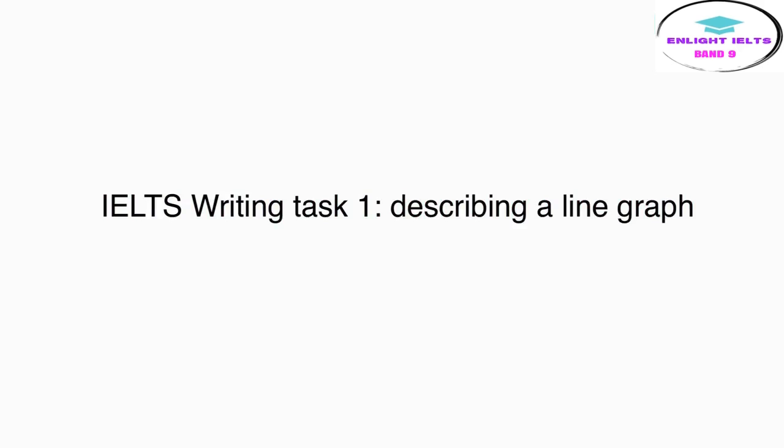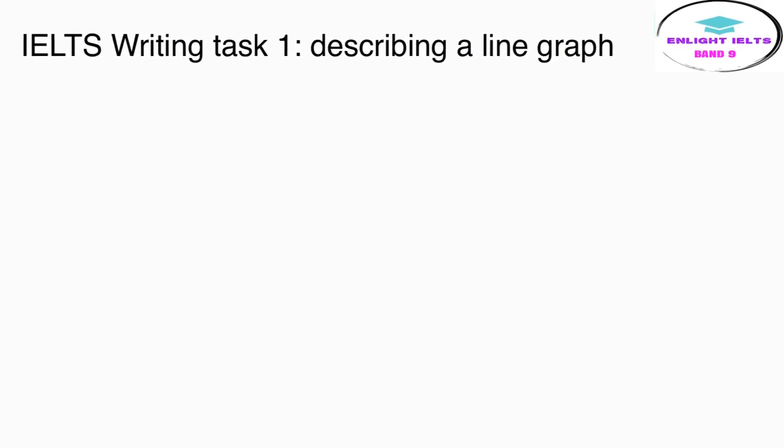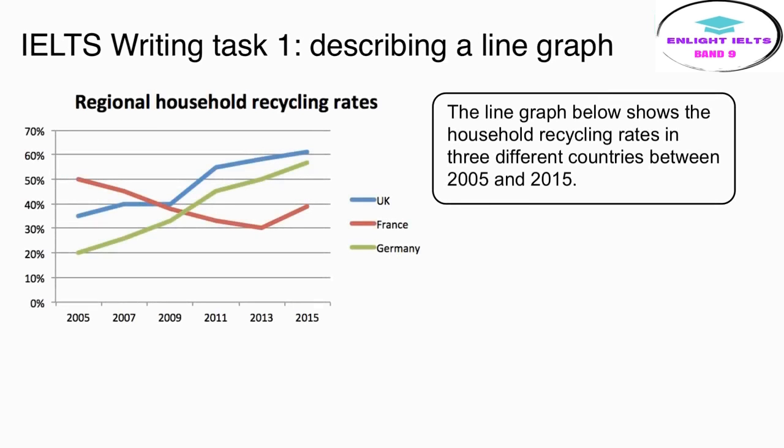In this lesson we are going to learn how to answer IELTS Academic Writing Task 1, namely how to describe a line graph. I'll give you all the essential information to give a Band 9 answer. So let's take a look at the given line graph.